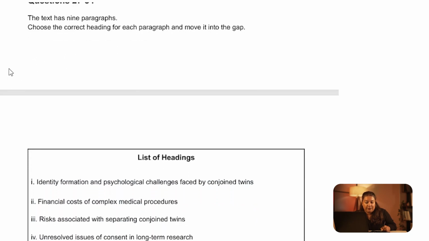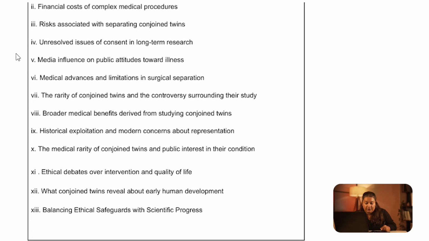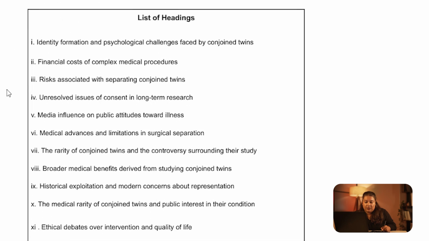So we totally have 9 paragraphs, and let's see how many headings we have. We have around 13. So there are always extra headings. So one paragraph can only have one heading. We'll keep that in mind. With that, let's quickly start skimming and scanning. I'll just quickly underline some keywords, highlight some words so it is easy.